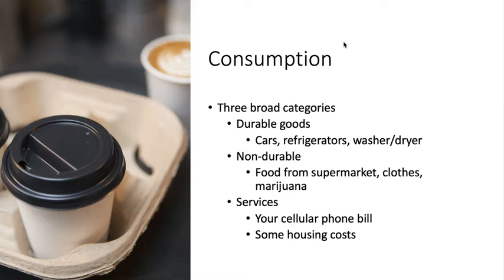And within consumption, there are three broad categories. The first is durable goods, which are things that last a long time. So your automobile, refrigerator, home appliances, those are durable goods that go into this category. And then you have non-durable goods, which would be things like food from supermarkets, shoes and clothes, marijuana now in places where it's legal.